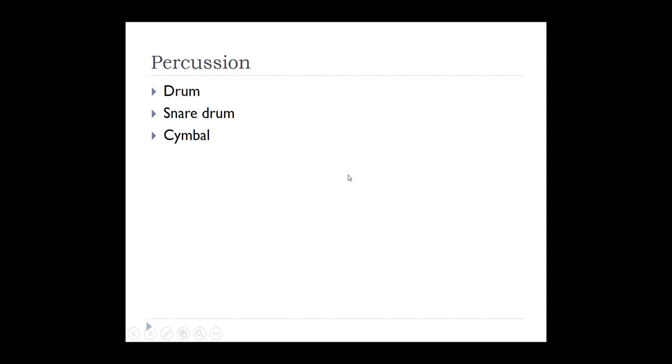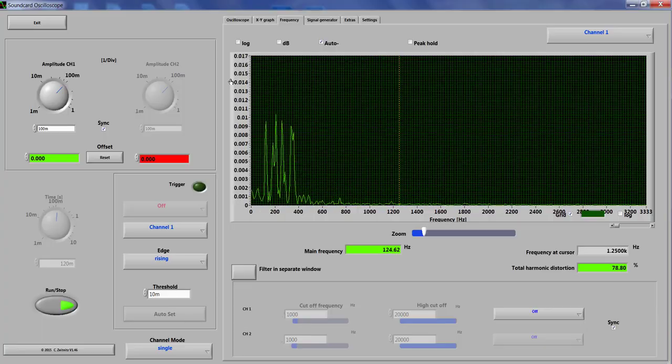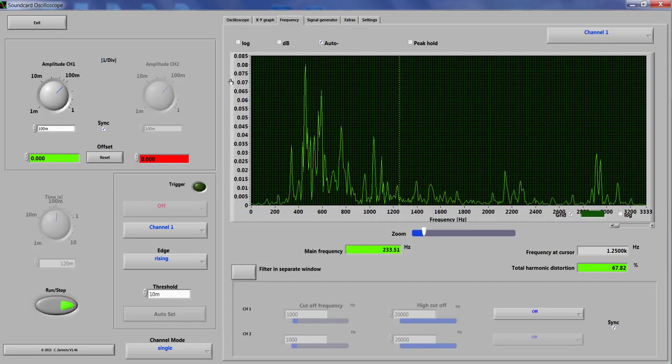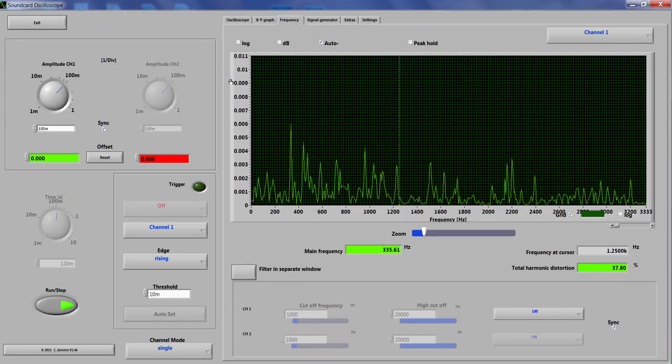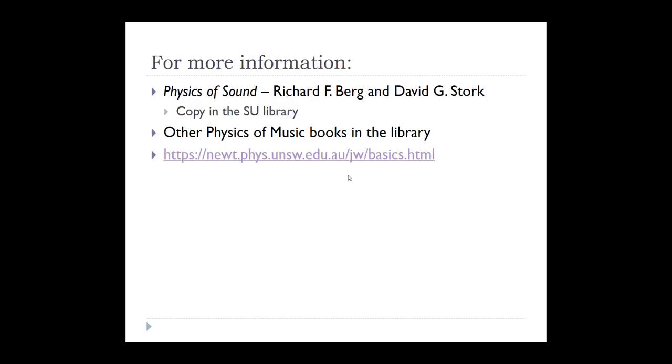What I do have is drum, snare drum, and cymbals from the band. So playing those and looking at them. Drum, snare drum, cymbal, cymbals. There is obviously a lot going on with understanding sound and musical instruments.